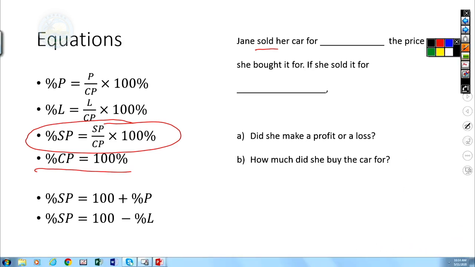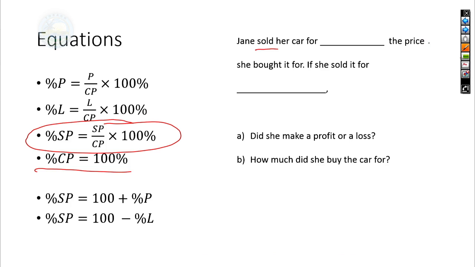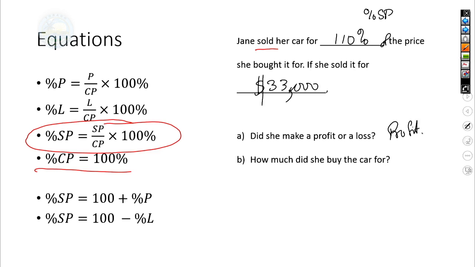Now for this one, let me use a different number. Jane sold her car for 110% of the price she bought it for. Yeah? If she sold it for $33,000, did she make a profit or a loss? Well, because our percentage selling price is more than 100, it means that she made a profit. And once your percentage selling price is more than 100%, it means that you're making a profit.